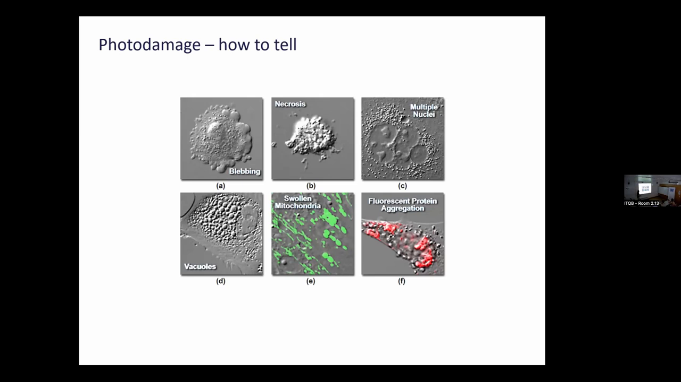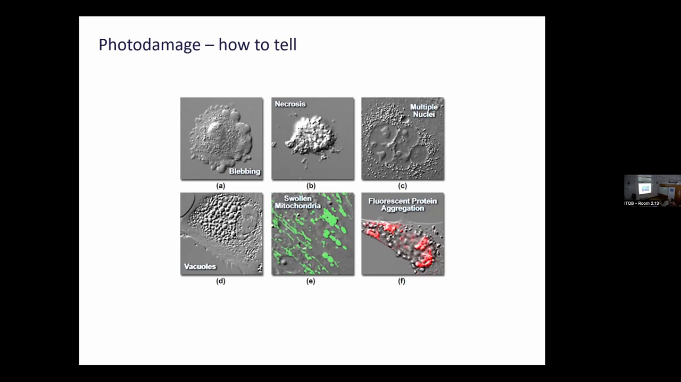You can see that the cells are stressed when you see a lot of vacuoles, swollen mitochondria, and you start to see fluorescent protein aggregates. These are all signs that you're not doing it right, that you're maybe using just too much light. That's it, too much light, and you'll start to see things that are not physiological.